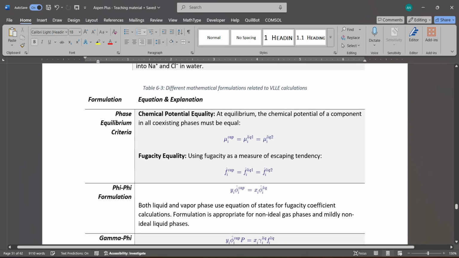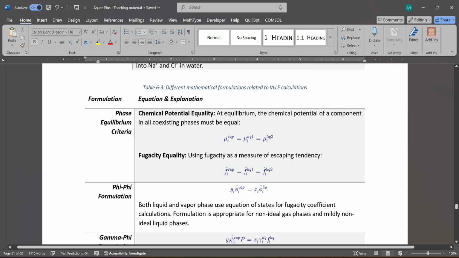Then a couple of other thermodynamic formulations related to the vapor-liquid equilibrium calculations. The first is a fundamental criterion for phase equilibrium that we can define either in the context of chemical potential or in the context of fugacity. For a single component, the hydraulic and thermal equilibrium is sufficient to define the phase equilibrium.